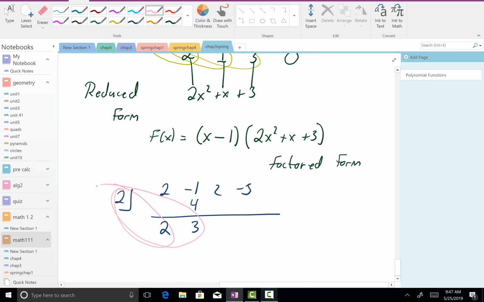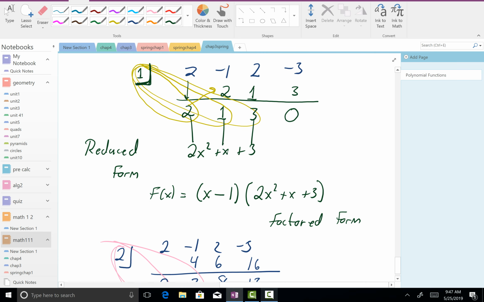The difference is, when I put 1 in there, what did I get here at the end? 0. And now I'm getting 13. So when we have an x-intercept, we're going to get a 0 here. So x minus 1 is called a factor of that polynomial because I get a 0 there. Any other number besides an x-intercept, not going to get a 0. Going to get something else.